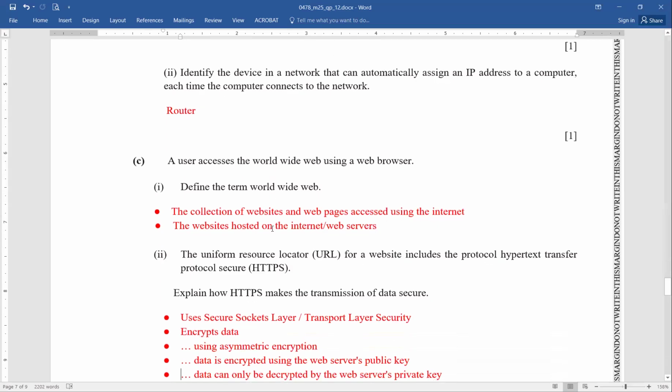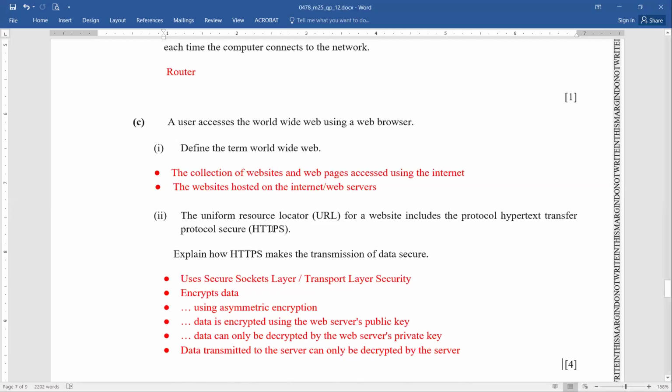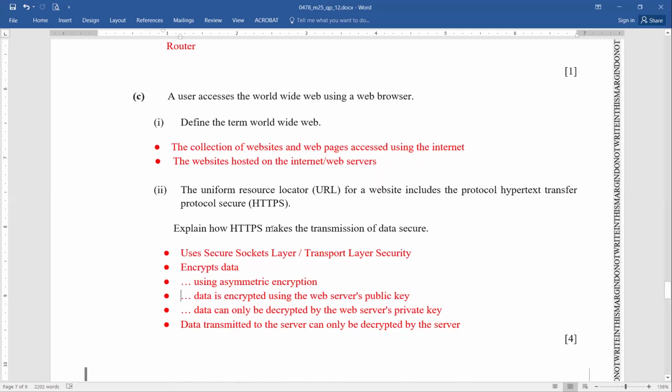Part 2. The URL for a website includes the protocol, Hypertext Transfer Protocol Secure, HTTPS. Explain how HTTPS makes the transmission of data secure. Now, here they're asking you a 4-mark question. In a 4-mark question, how is HTTPS actually working? So if you remember what HTTPS is actually doing, how is it doing the work?